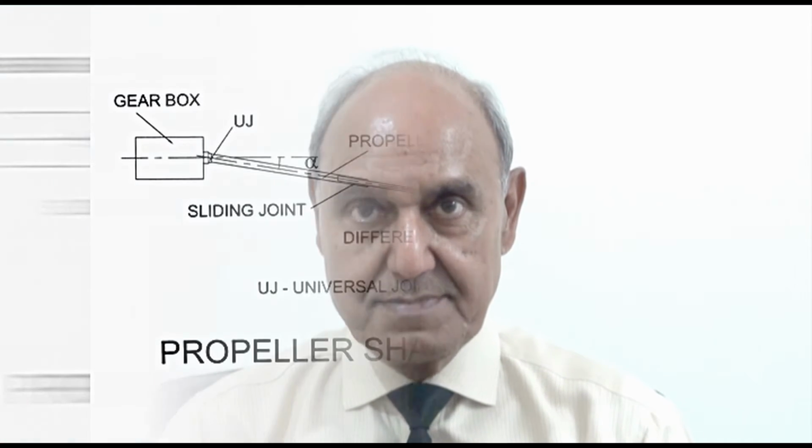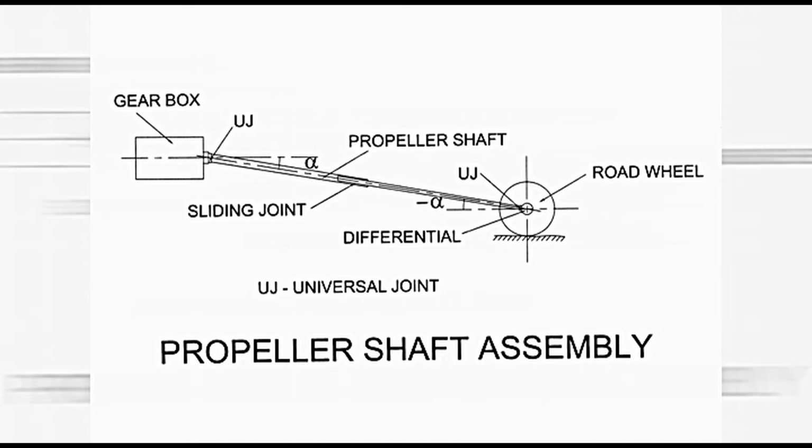Looking at the diagram, the gearbox is located on left hand side and differential is on right hand side with propeller shaft connecting the two. There are two universal joints at both ends of the propeller shaft, shown as UJ. One joint connects it with output shaft of gearbox and other with pinion shaft in differential. Differential is part of live axle with road wheels mounted at both ends.